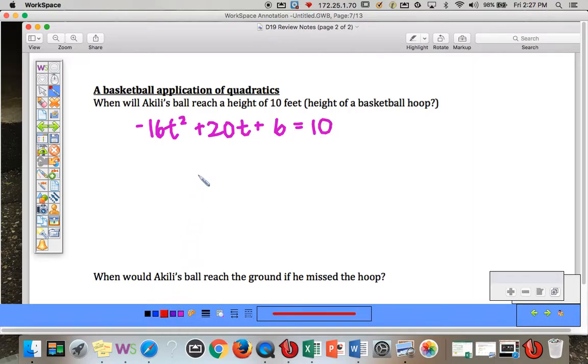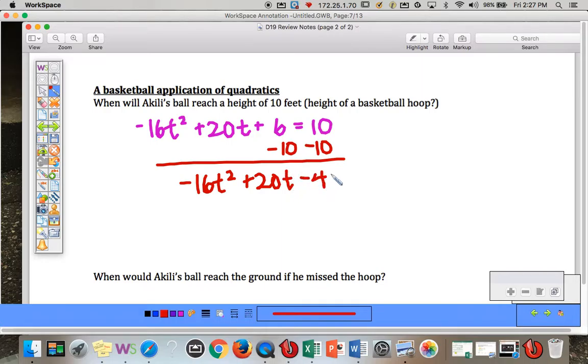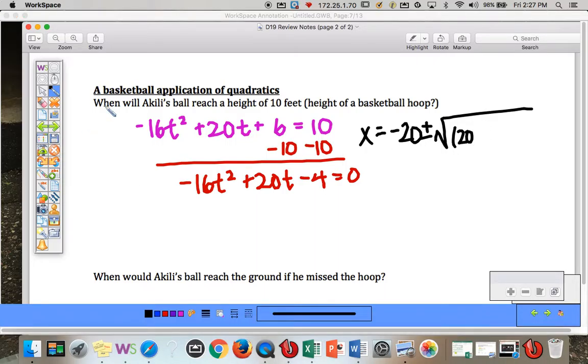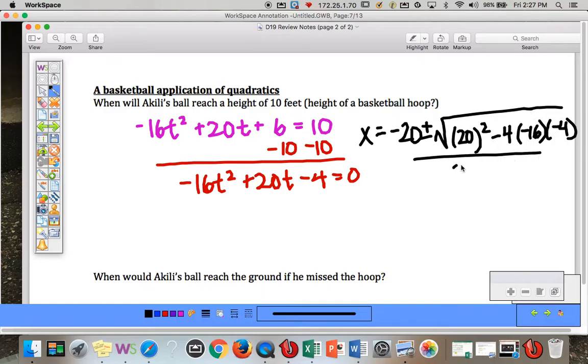Let's get 0 on one side and use the quadratic formula. So minus 10. We get negative 16t squared plus 20t minus 4 equals 0. And then use the quadratic formula. X equals opposite b. So I should have a minus here. So opposite b plus or minus the square root of b squared minus 4ac, all over 2a.